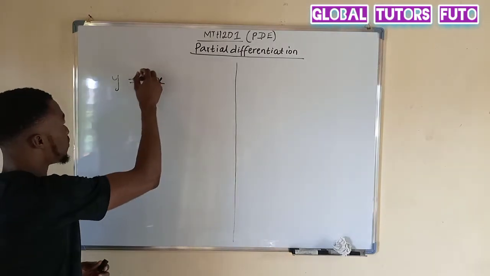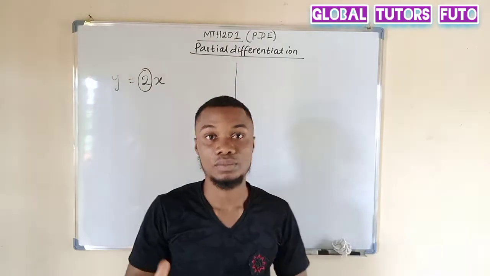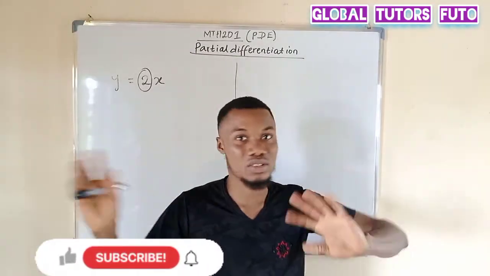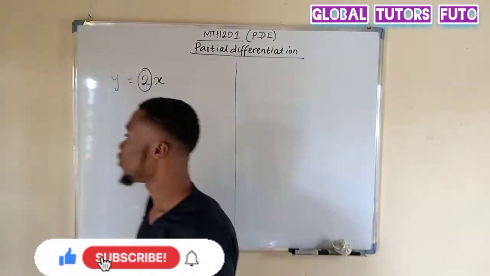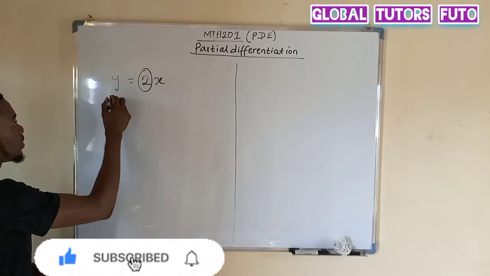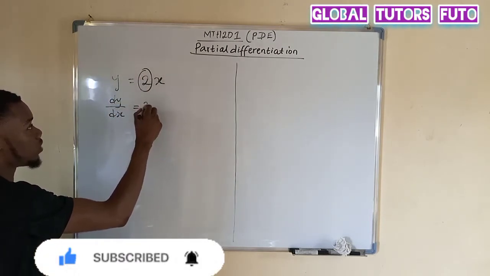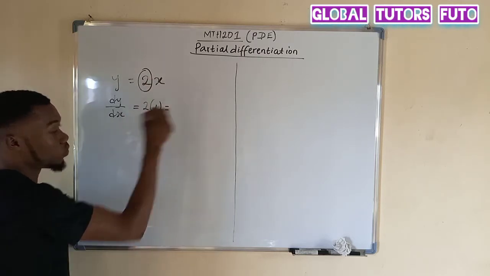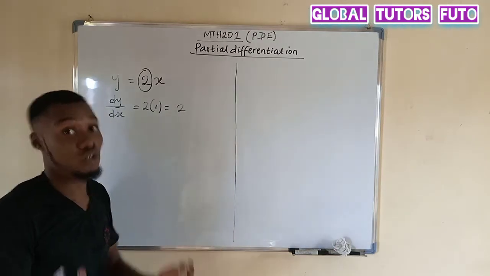Now 2 is a constant. Whenever you are differentiating totally, you don't normally touch the constant because it doesn't matter. You can just leave it there and work on the algebra you have. So if we are taking dy/dx, 2 is a constant, I will keep it and concentrate on the x. Once I differentiate it, I will get 1. So my answer will be 2.